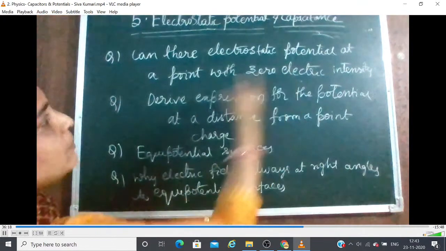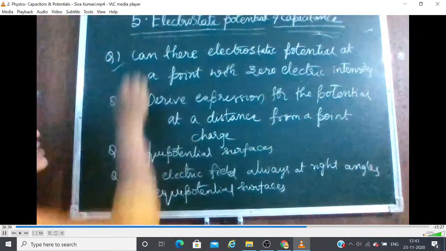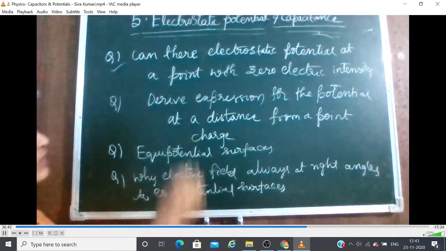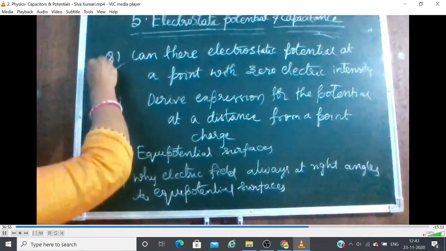Can there be electrostatic potential at a point with zero electric intensity? The answer is yes, the electrostatic potential at a point with zero electric intensity will be there. Inside a conductor, zero electric intensity will be there, but electrostatic potential will be present. So the answer for this question is simply yes, and for the explanation, why? Because inside a conductor the electrostatic potential will not be equal to 0, but the electric intensity is equal to 0. So for that one we will have 2 marks. This is a 2 marks question.